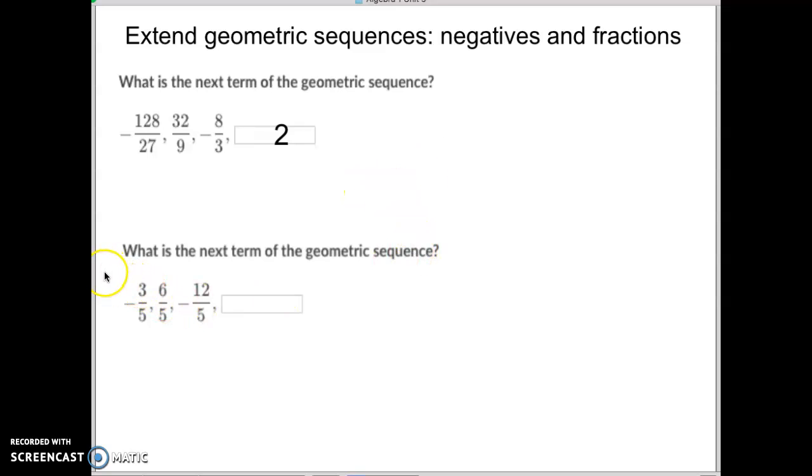Let's see if I can make better work of this one. All right, this one, you'll notice the denominator is always staying the same. I'm having a good day today. So our denominator will stay 5, but our numerator is doubling, going from 3 to 6 and then 6 to 12. So if we double it again, it goes to 24 over 5.